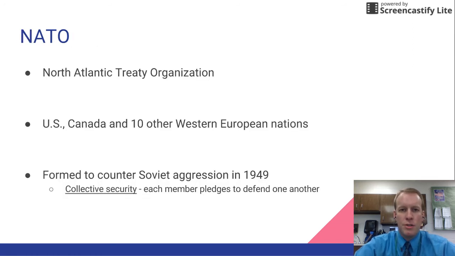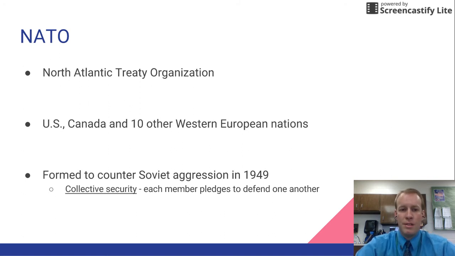Now, in response to the Cold War, the democratic European nations and the United States formed what is known as NATO, the North Atlantic Treaty Organization. This included the United States, Canada, and 10 Western European nations. This was basically a military alliance that all pledged to defend one another. This concept is known as collective security. In other words, there is security and safety in numbers.